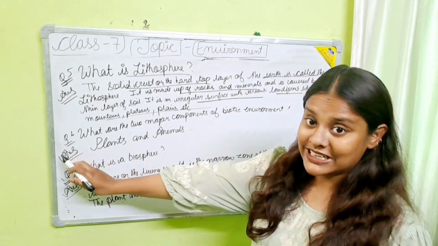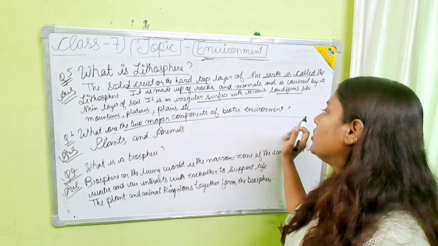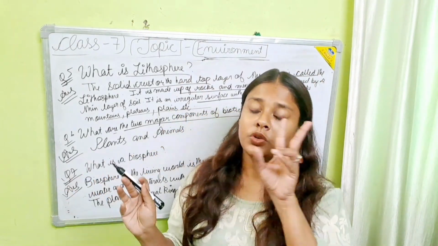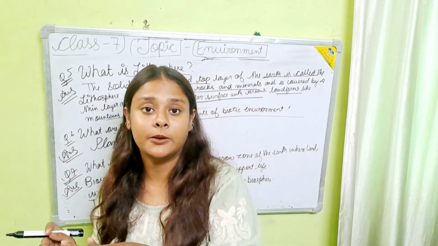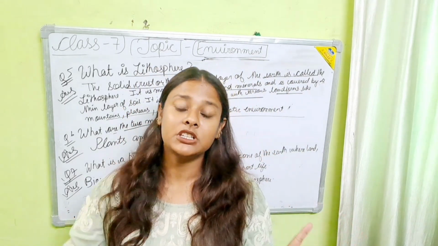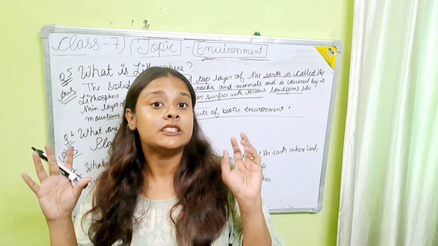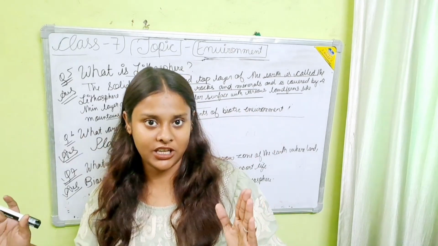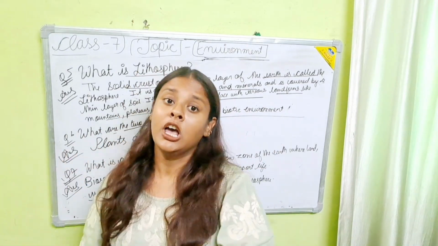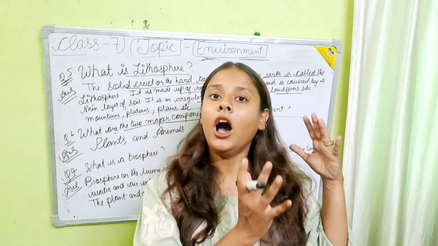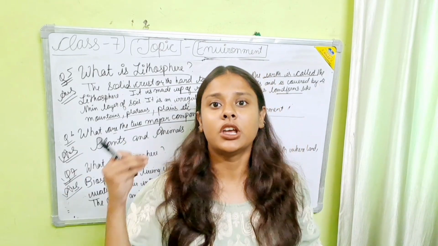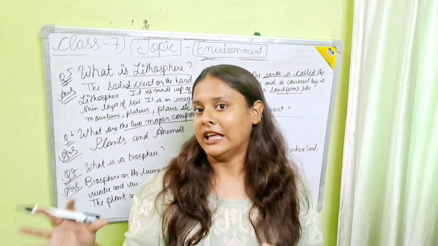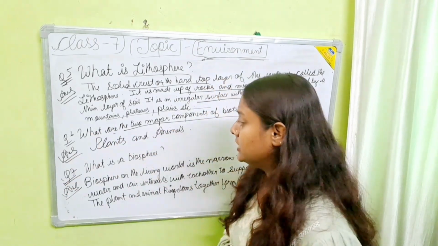When we talk about the sixth question, what are the two major components of biotic environment? We have talked that the biosphere consists of two types of components, that are biotic components and abiotic components. When we talk about biotic components, it deals with plants and animals. All the components that are living in nature come under biotic components, and the non-living things come under abiotic components, such as table, chair, fan. All these things come under abiotic components, and plants and animals come under biotic components.